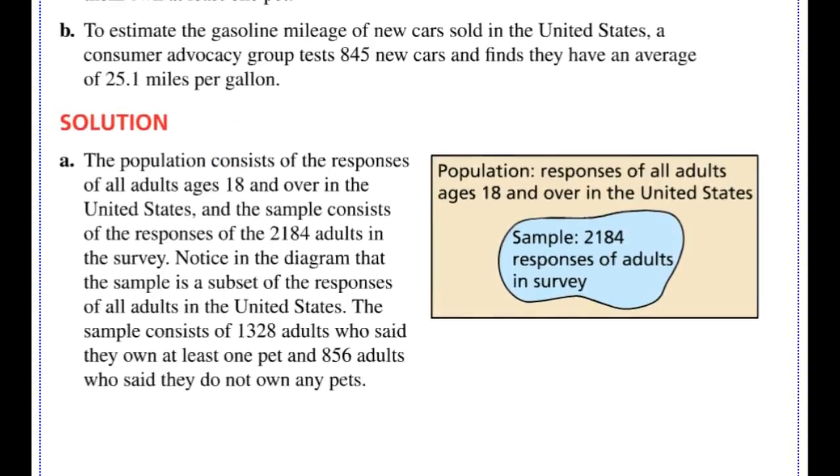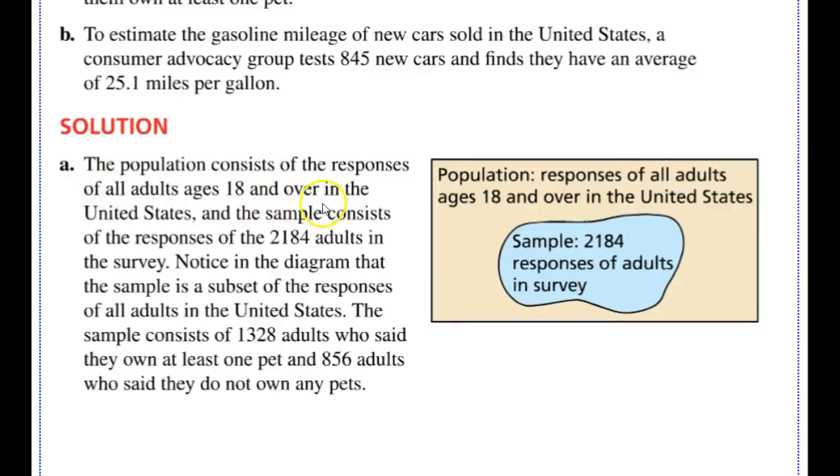So here we go, let's look at this. Our population consists of the responses of all adults ages 18 and over in the United States, right? So that population would be everybody. My sample consists of the responses of the 2,184 adults in the survey. Because I was not able to get a response from every adult ages 18 and over in the United States, I had to take a sample of that population. Here we can see in the diagram that my sample is my subset. It's a piece of the whole big thing. My sample consists of 1,328 adults who said they own a pet and 856 adults who said they don't own any pets.